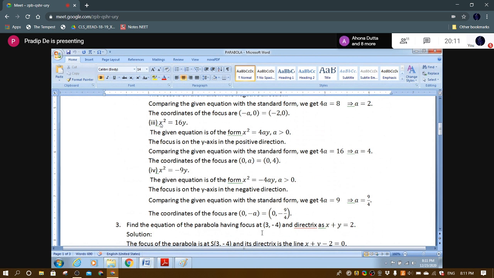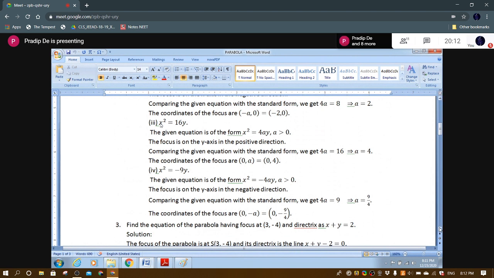We begin with a point P, coordinates x comma y. S is the focus. This is the directrix. Now clearly the directrix is not parallel to any coordinate axis. It is an inclined straight line, x plus y is equal to something. But you have to find out the equation. To find the equation of the parabola, we use the definition PS upon PM is equal to 1, that is PS is equal to PM.